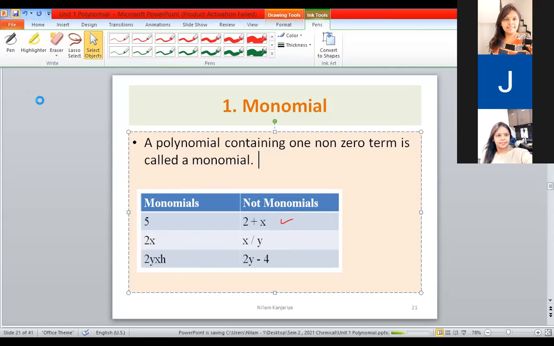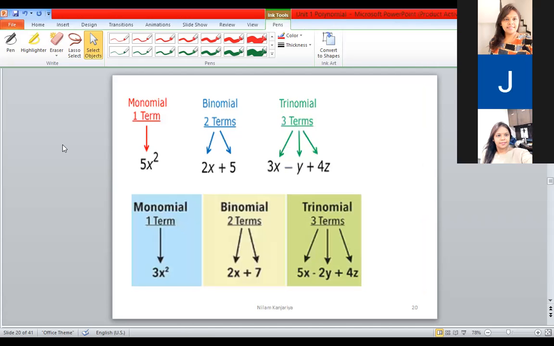So let's move on to the second definition. A polynomial that contains only one non-zero term is known as a monomial. Can anyone say the second definition in your own words?